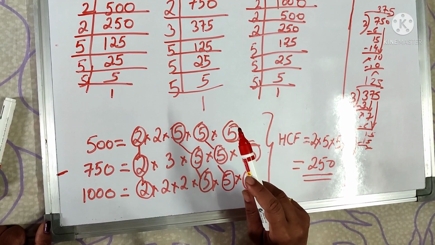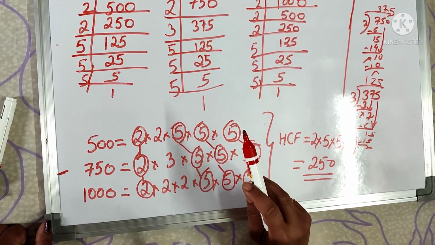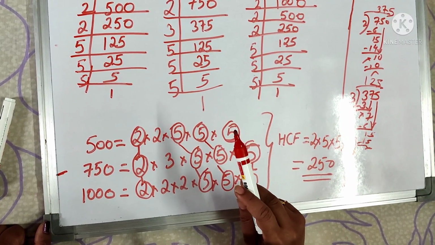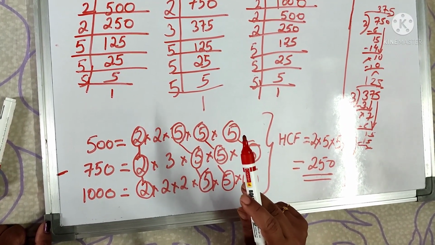I am sending Exercise 5C, question number 1 and question number 2. Some questions I am sending as a PDF. Do those in your classwork copy.